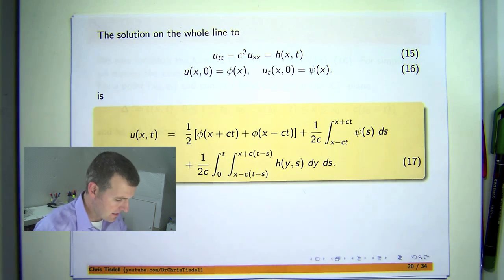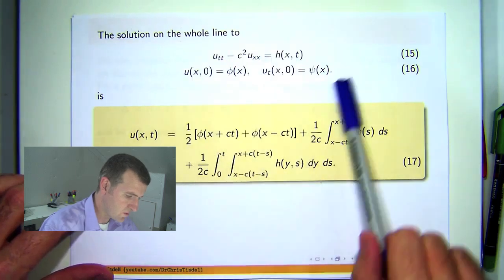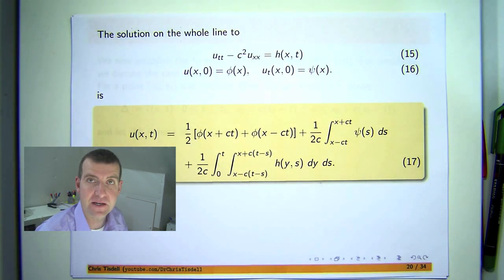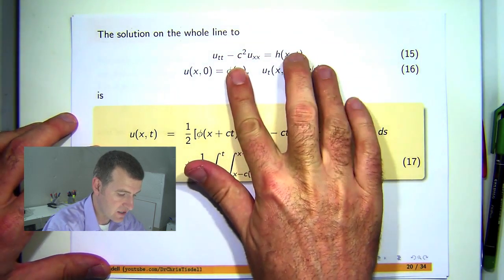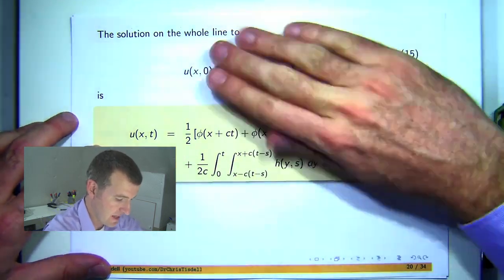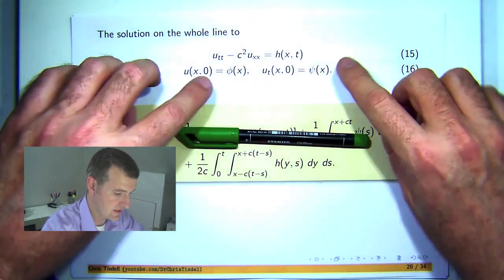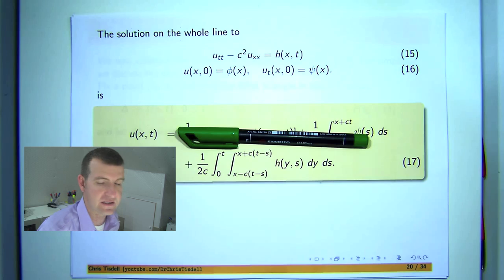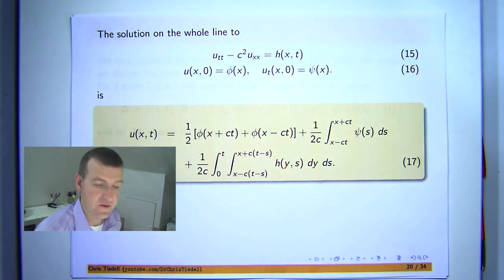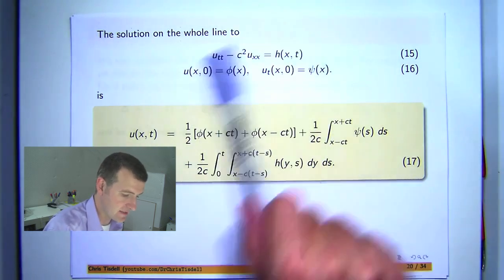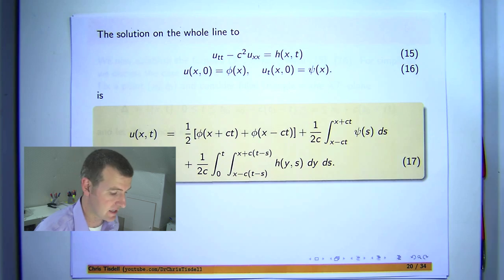Now this is the solution to this inhomogeneous problem 15 and 16. Now in the previous video we looked at the case when these two functions, the phi and the psi, were both 0, and we proved that this satisfies the 15, 16 with phi and psi identically equal to 0. Okay, and I said at the end of that video that I would go the other way. I would start with this and end up with this. Okay, so that's my objective of this particular presentation.